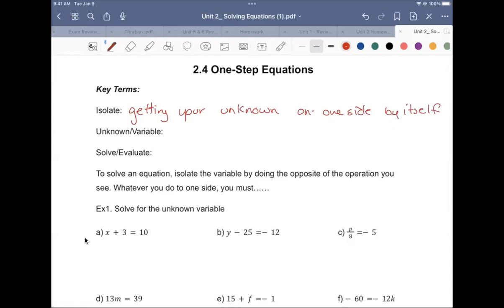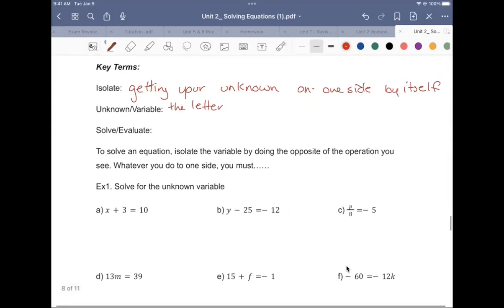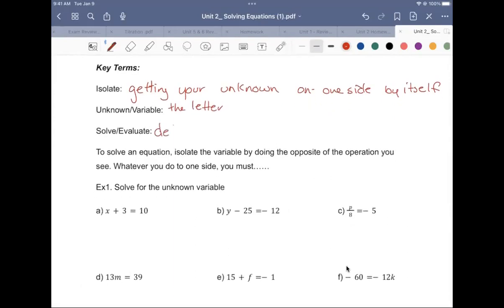The unknown or variable, as we've referred to earlier, is the letter. It is the term that we don't know what the number is. We use a letter to hold its spot, and then we want to figure out what that letter is at later times. Then when we say solve or evaluate, what we are doing is determining the value of the variable.